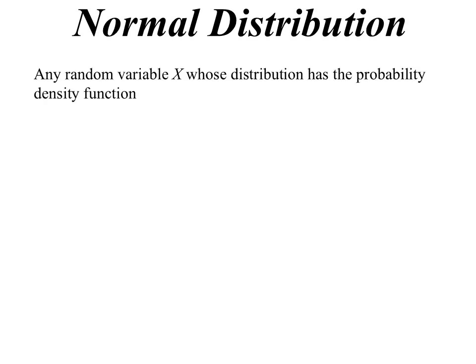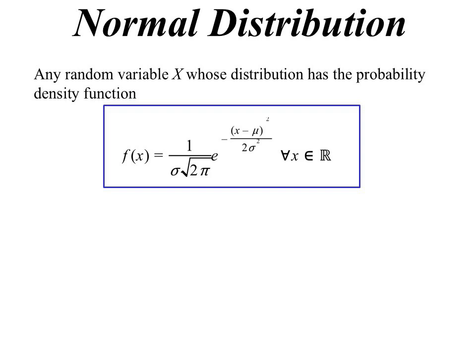Now, a random variable who has this probability density function is the normal distribution. It's quite a formula there. 1 over sigma, which of course is standard deviation, times the square root of 2 pi, e to the power of minus (x minus mu, the expected value or mean) squared over 2 times the variance. That is our normal distribution.